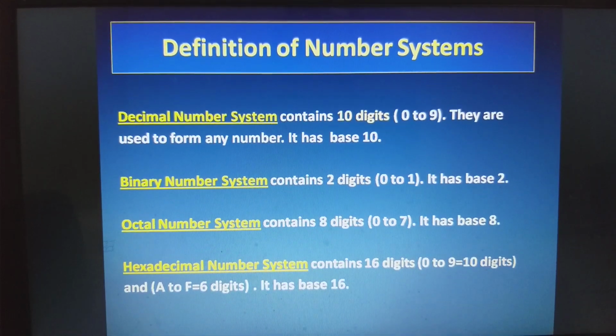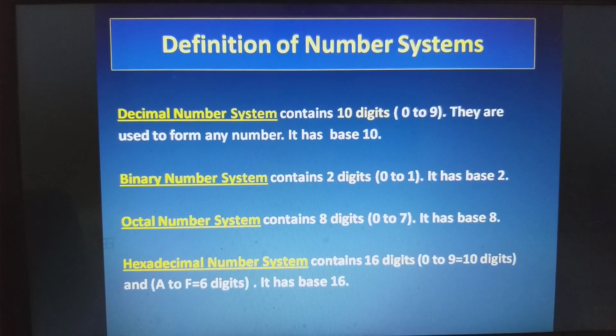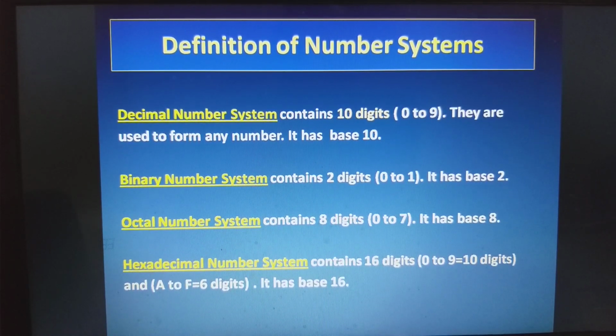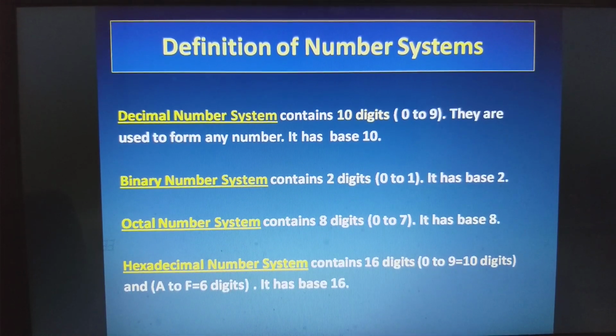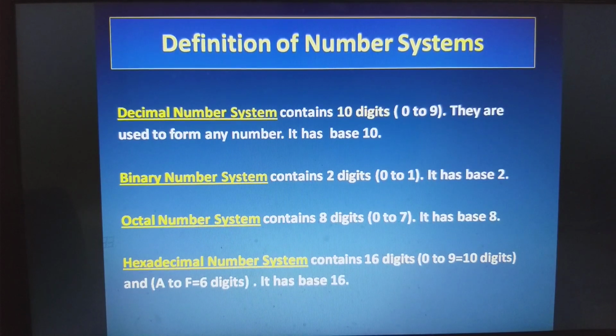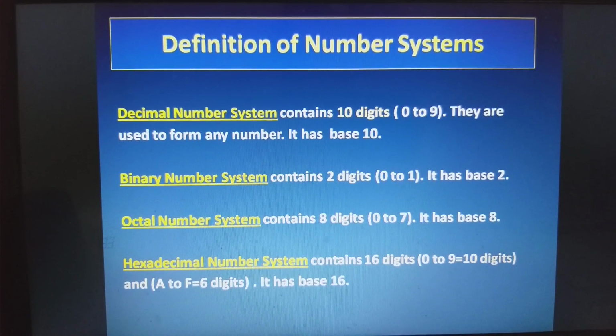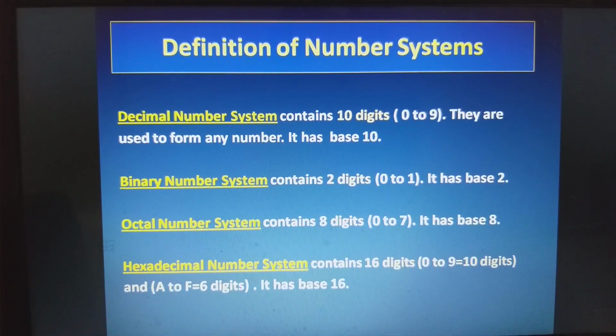Decimal number system contains 10 digits, 0 to 9. They are used to form any number. It has base 10. Binary number system contains 2 digits, 0 to 1. It has base 2. Octal number system contains 8 digits, 0 to 7. It has base 8. Hexadecimal number system contains 16 digits, 0 to 9 equal to 10 digits and A to F equal to 6 digits. It has base 16. You will see the word base written with each number system.